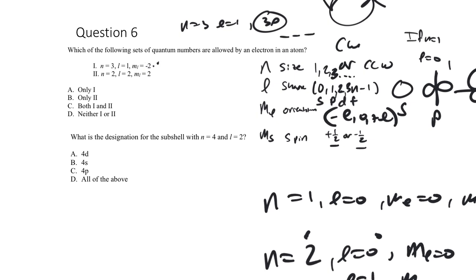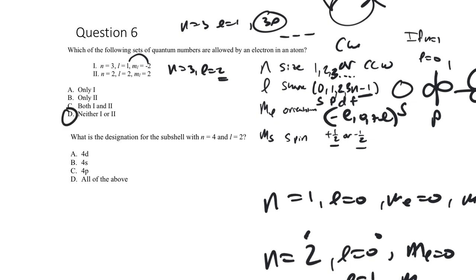And so the M sub L combination minus 2 is just not possible for that L value. You could have an n equals 3, L equals 2 orbital for which that would be a possible M sub L value, but it would have to have an L of 2, not an L of 1. Likewise for the second set, the L value is not possible because L has a max value of n minus 1. So n equals 2 can only go up to L equals 0 or L equals 1, not to L equals 2. So that's an impossible L value. So both of those sets are not possible. Which of the following sets of quantum numbers are allowed? It would be neither one of those two.